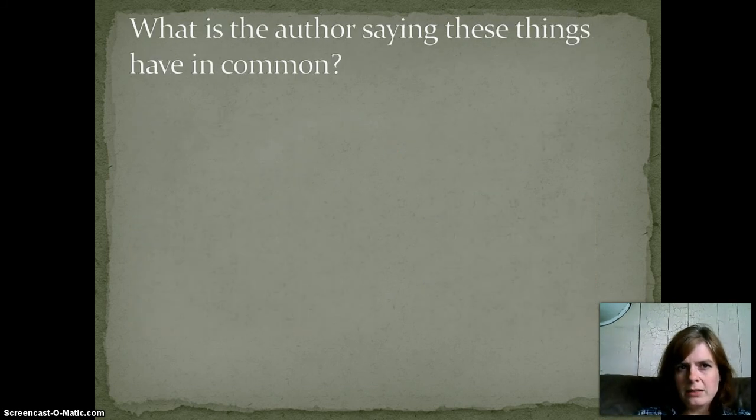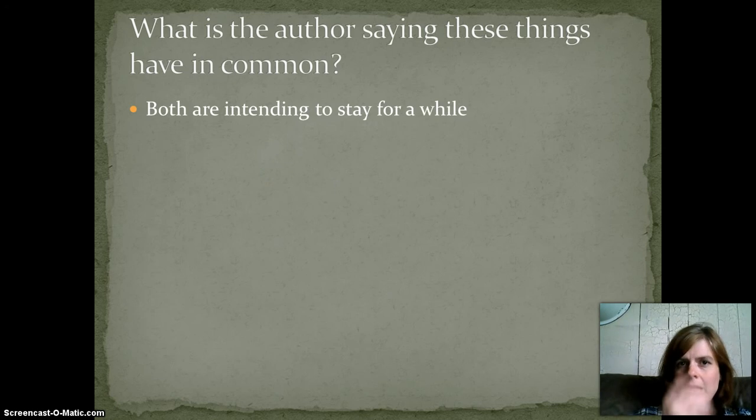Now, I've got to decide, what is the author saying these things have in common? What does he want me to walk away from this simile with? Well, the first thing I pick up on is that if God is sitting down at his dinner table, which I imagine to be fully loaded with lots of tasty and delicious things, or a sun breaking through the clouds, and it's a big sun, a noticeable sun, I'm going to guess that both of these things intend to stay for a while. They're going to stay put.